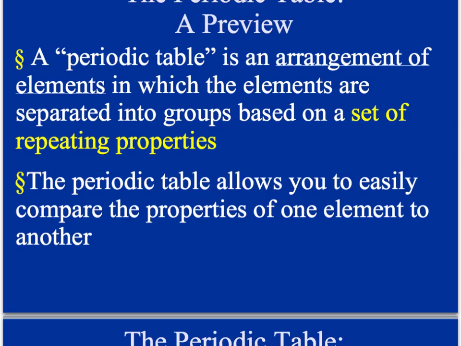One of the other objectives we had for this unit was to do a preview of the periodic table. A periodic table is an arrangement of elements in which the elements are separated into groups based on a set of repeating properties, and that's going to be really important. These properties are going to be distinguished by the number of electrons in their valence shells. So determining the number of electrons is going to be very important in the next section. In addition, the periodic table allows you to easily compare the properties of one element to another. We're going to see some shorthands later that we can use.